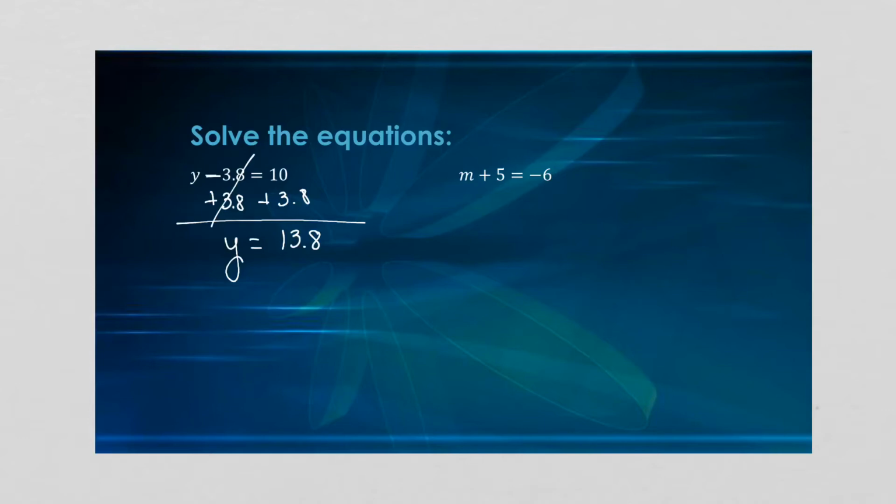Make sure that whenever you write your answers, you have variable is equal to a number. Alright, on the equation on the right, we want to subtract 5 from both sides. So m, that created 0, is equal to negative 6 minus 5, which is negative 11. There's our answer.